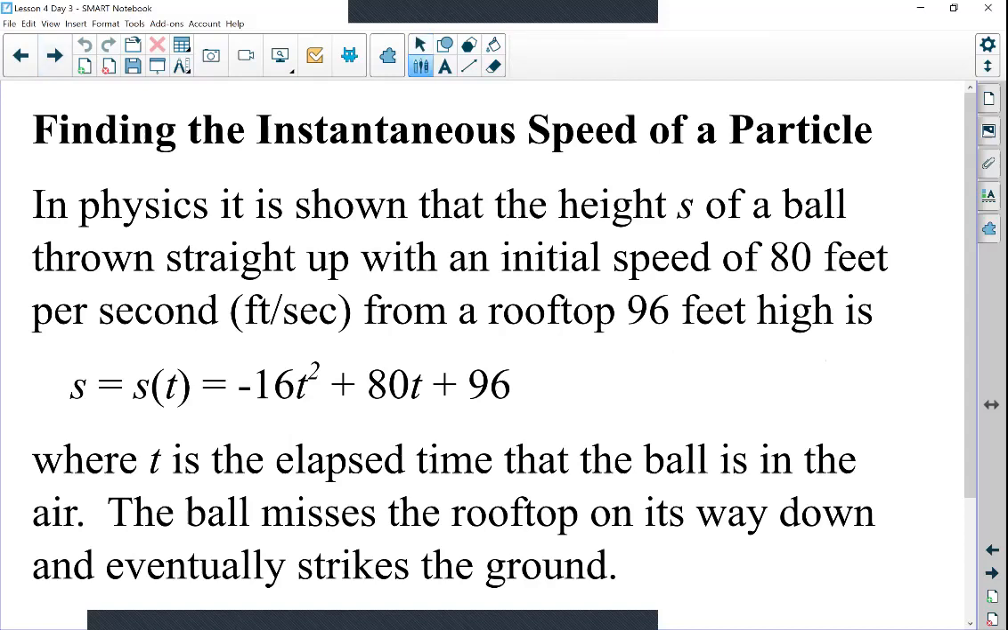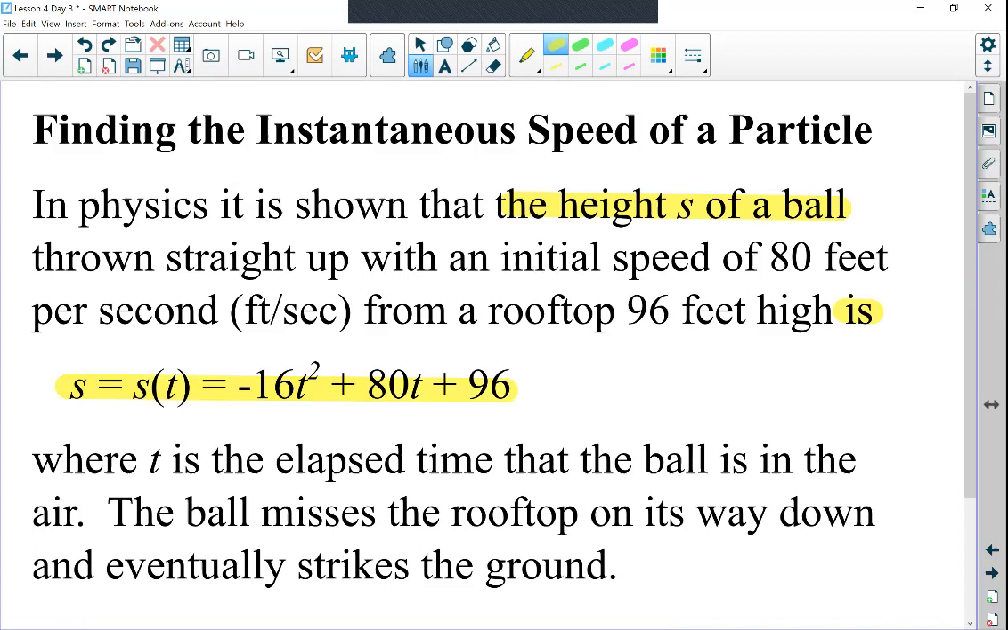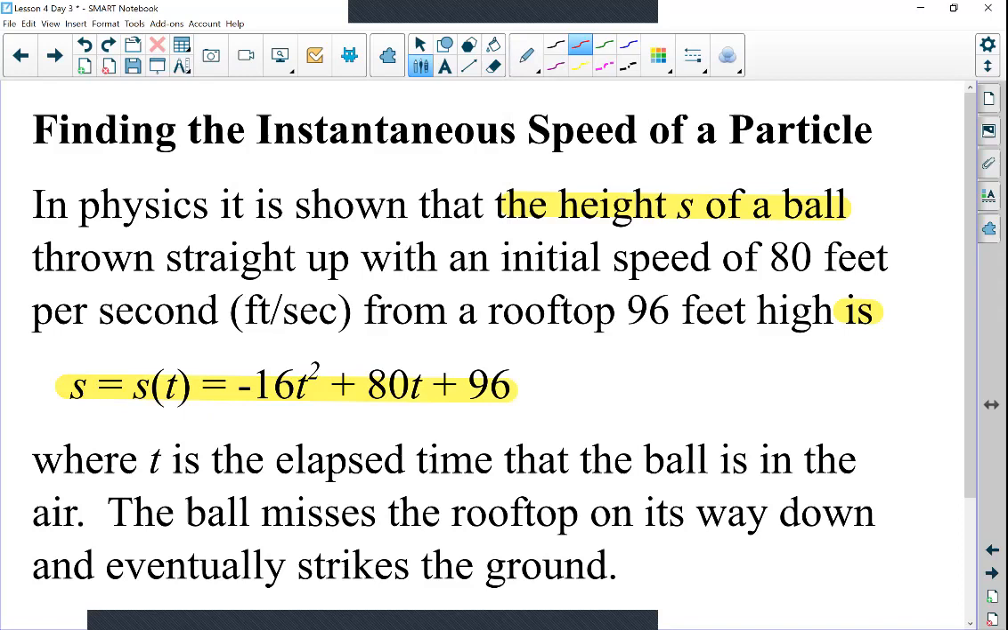Now, I personally wouldn't copy this whole thing down. I would maybe jot down the height S of a ball is, and the equation, because I think we've worked with this in the past. Hopefully you have. And we're going to actually answer, I think it's 8 questions about this specific situation.